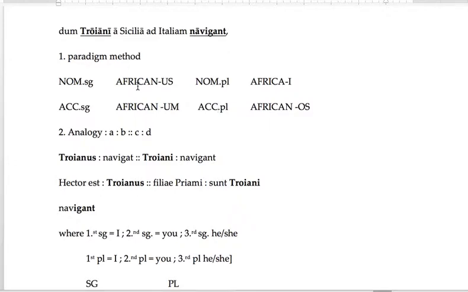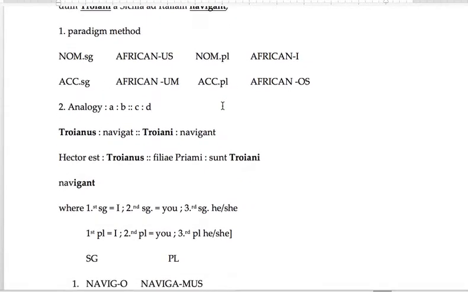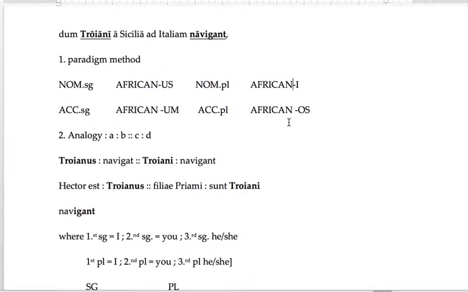Okay, so Africanus, nominative singular, Africani, nominative plural, Africanum, accusative singular, Africanos, accusative plural. So all you do in this method is compare the ending on Trojani and see which one fits it best. In this case, it should be Africani, and so our word here must be nominative plural. Okay, so write all that down here. Write down nominative plural.